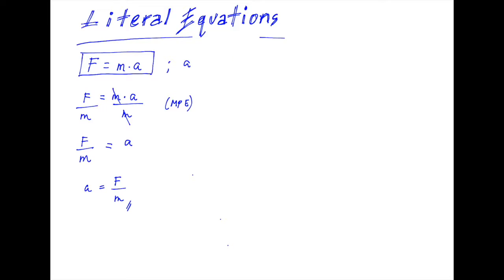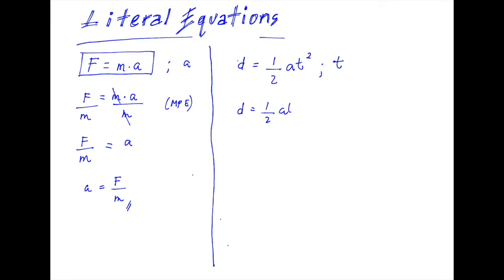Now, another formula will go like this. Say for example, we have here the distance formula. D is equal to 1/2 AT squared. And we are asked to solve for T. What we are going to do is to simply multiply this side by 2. So we have 1/2 AT squared. By the multiplication property of equality, we could multiply it by 2, so that would become 2D.